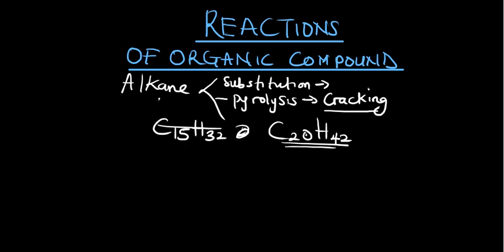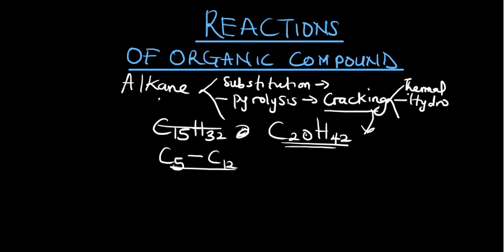So through cracking, they break them down into lower particles. Petrol starts from C5 to about C12, the petrol that we normally use. So they will not break the ones that are not that marketable. They will crack them. Cracking means that they break large molecules of hydrocarbon into smaller molecules because they are marketable. And we have types of cracking. We have thermal cracking, hydrocracking, and so on. So those are the two main questions that we have.